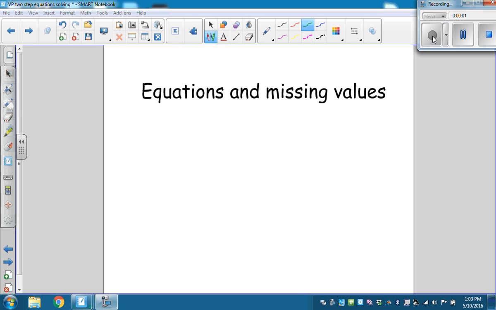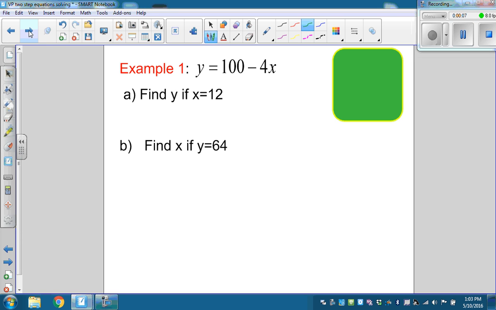Today I'm going to do a summary lesson on equations and missing values. We did some examples in class, and I'm going to do a few more. So in each of the problems today, you're going to be given an equation, and then you're going to be given two different tasks. One task would be to find y if you have an x value, and the second task would be to find x if you have a y value.